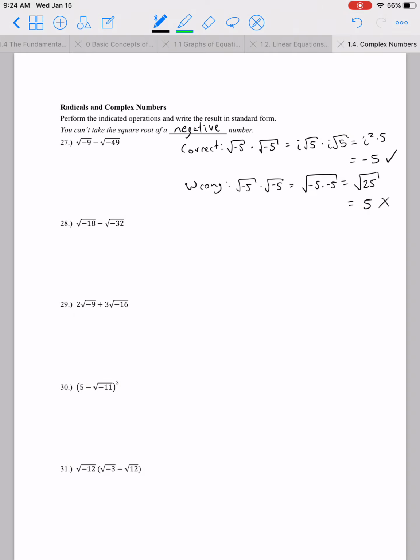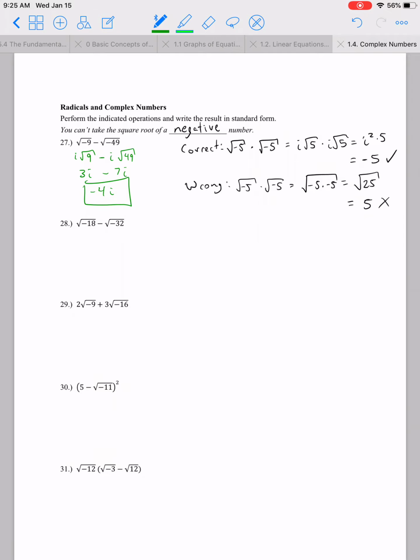So for example, on this first one here, if I go through, I want to change this to i times the square root of 9 minus i times the square root of 49. Okay? And then the square root of 9 is 3, so this is a 3i. The square root of 49 is 7. So I have 3 minus 7, which is going to give me negative 4, and then carry the i along.